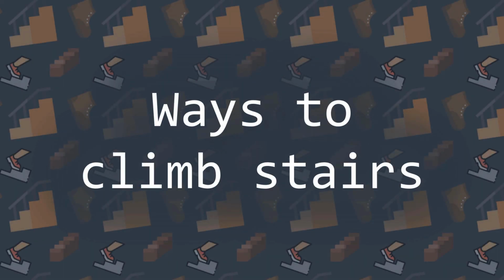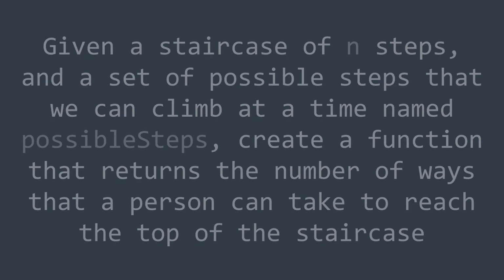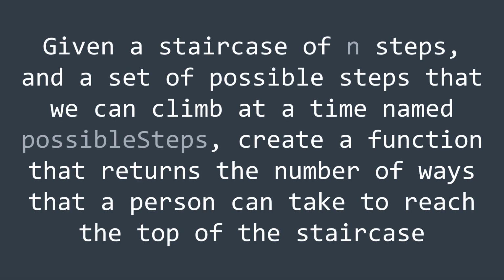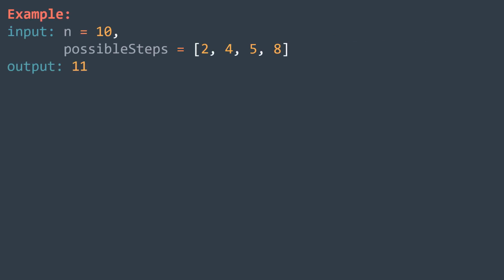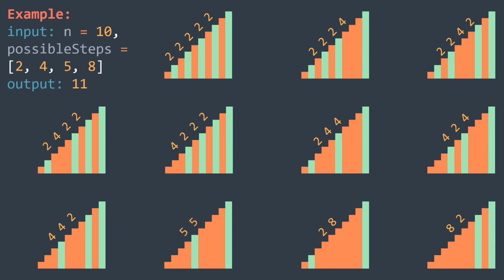We will solve the ways to climb stairs problem. The problem says that we have stairs with n steps and a set of possible jumps, and we have to determine the number of possible ways to reach the last step. For example, here we have 10 steps and we can jump by 2, 4, 5 or 8 steps. The output will be 11 because we have 11 possible ways. We have 22222, 2224, 2242, 2422, 4222, 244, 424, 442, 5 5, 2 8 and 8 2.